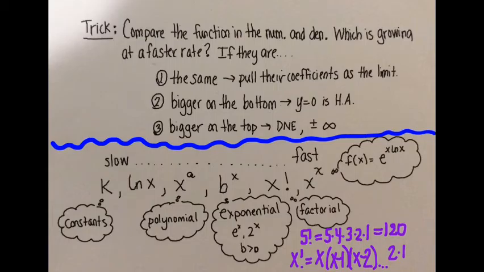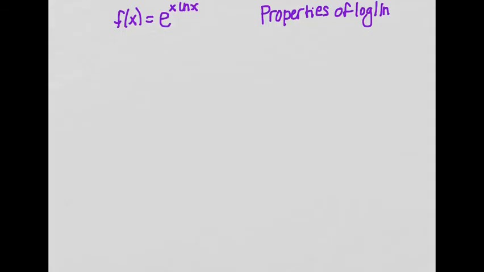Let's take a look at e to the x ln x. First thing that we're going to need to remember are properties of log or natural log, and there are 3 of them. First one is that exponents can come down to the front. So the ln of a to the b power is equivalent to b times ln a, and vice versa. It goes in both directions.